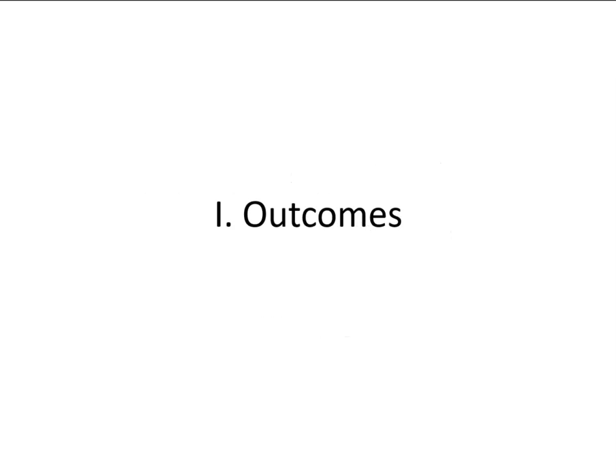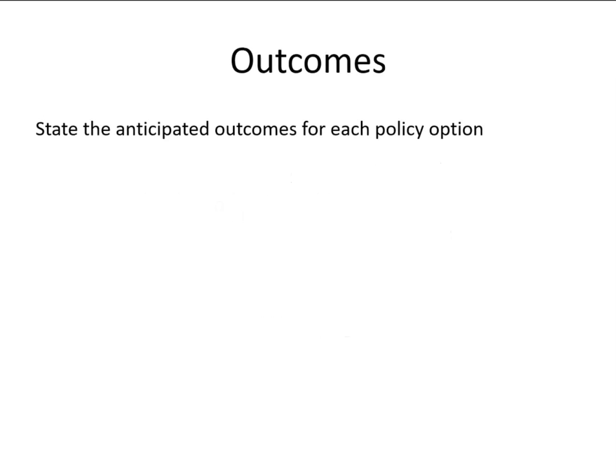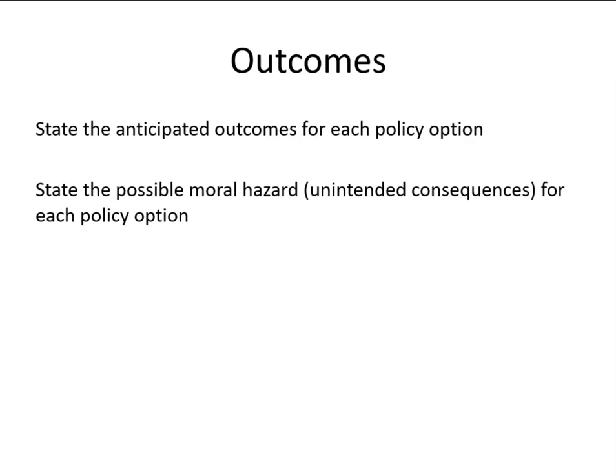Outcomes, trade-offs, and recommendations. So as you read in the Bardock text, and you will see some of this mentioned as well in the Welsh and Harris text, you need to state the anticipated outcomes for each of the policy options. Remember, for this report, you need three policy options that you're entertaining. You then state the possible moral hazard or the unintended consequences. I'll give you one example.